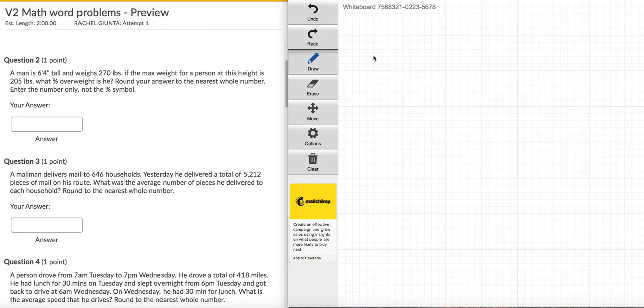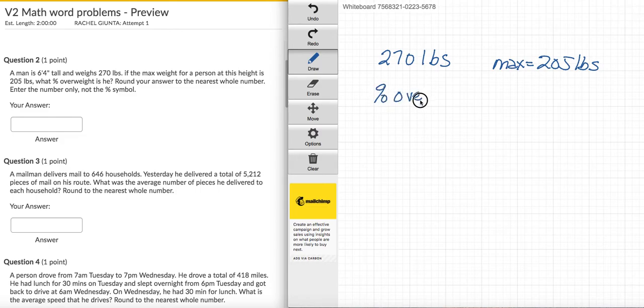Okay, so he's 6'4". Turns out that doesn't matter at all. His height isn't going to be part of the calculation. He weighs 270 pounds. The max weight for a person at this height is 205 pounds. And it wants to know what percent overweight.